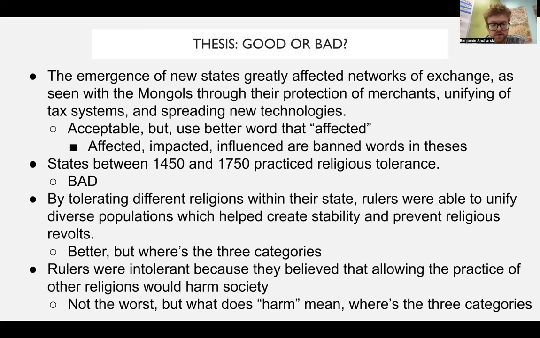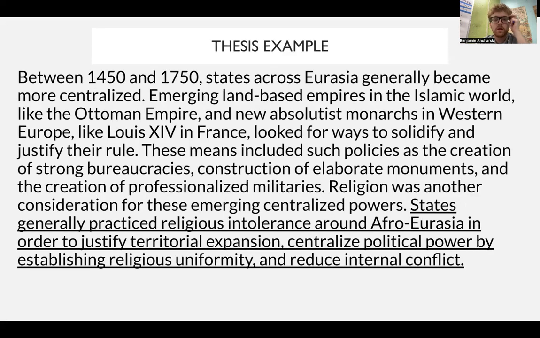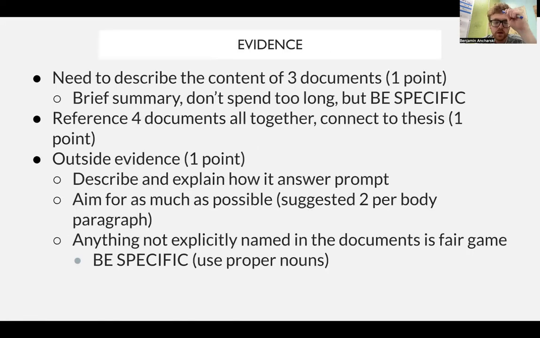Rulers were intolerant because they believed that allowing the practice of other religions would harm society. Not the worst, but what do you mean by harm? You need to clarify these three categories. All right, so I gave you an example right here. States generally practice religious intolerance in order to justify territorial expansion, centralize political power, and reduce internal conflict. Those are three reasons why some states might have been intolerant.